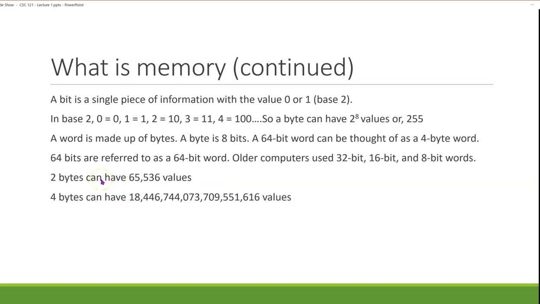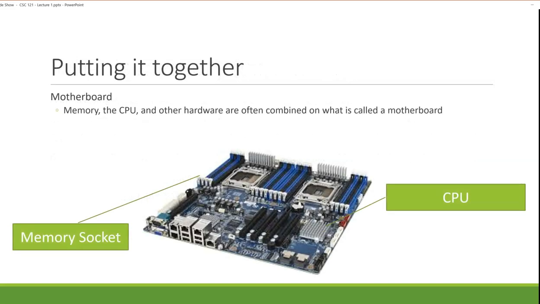2 bytes gives the amount of values you can represent at 65,536 values. 4 bytes can give you well over 18 trillion values. So there's a lot there in 4 bytes. Just doubling the number of bytes can give you considerably more possibilities.